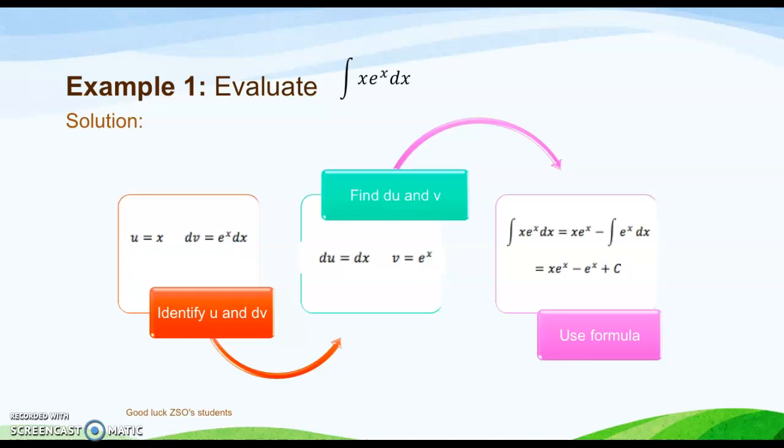Then you need to differentiate and integrate. So differentiating u, du is equal to dx, and integrating dv, e^x dx, gives e^x. So here, v equals e to the power of x. Using the formula, the integral of u dv is equal to uv minus the integral of v du. So it will be equal to x e^x minus e^x plus c.